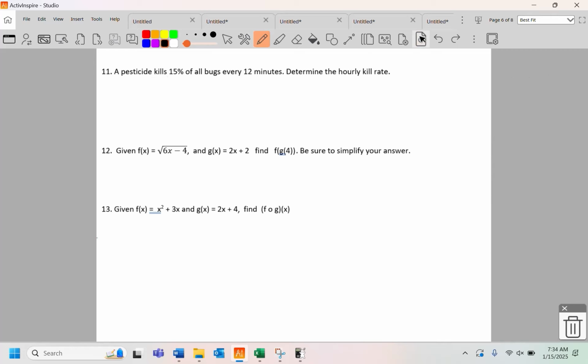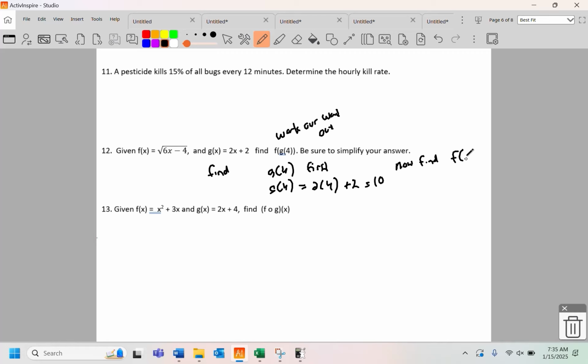All right, these next two are old. Given f of x is the root of 6x minus 4 and g of x is 2x plus 2, find f of g of 4. So we're going to work our way out. We're going to find g of 4 first. So we're going to plug a 4 into g. G of 4 is twice a 4, add a 2, which is 10. And since this literally became 10, we find f of 10.